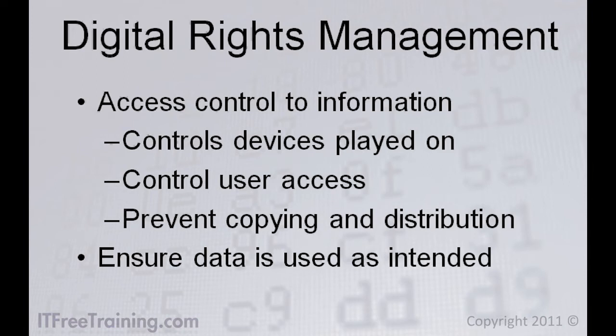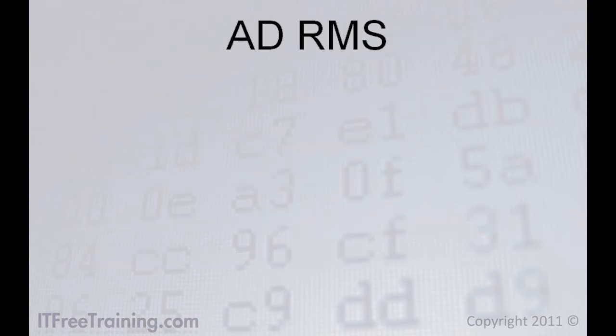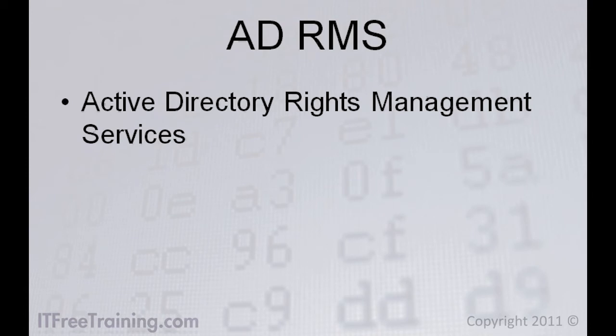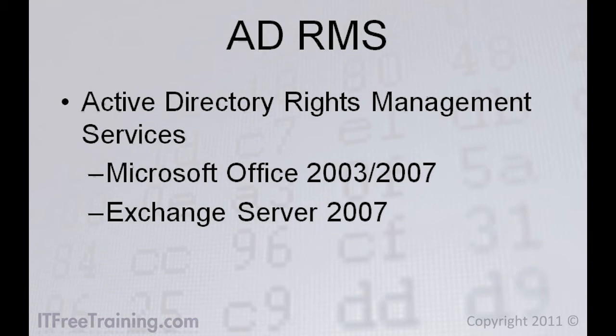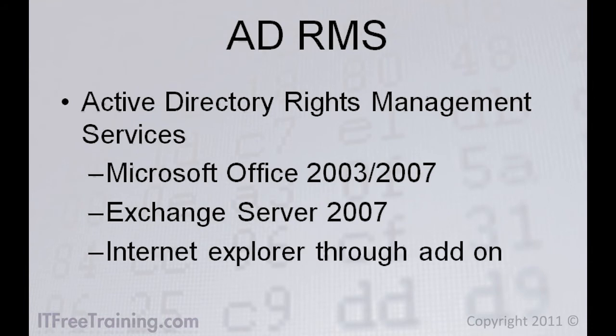being copied and distributed. Microsoft offers Active Directory Rights Management Service to provide digital rights management in your organization. It is beyond the scope of this course to go into too much detail about how this service works. Active Directory Rights Management Service is supported in the following Microsoft products: Microsoft Office 2003 and 2007, Exchange Server 2007, and Internet Explorer through the use of an add-on.